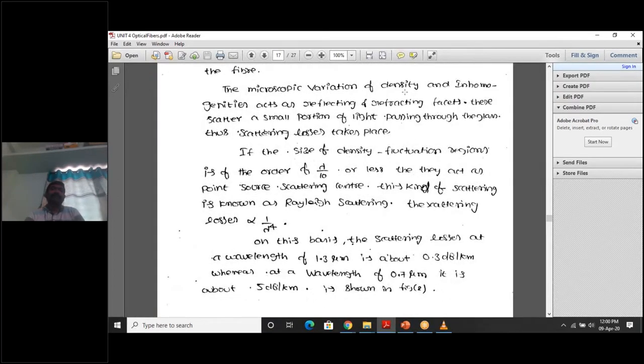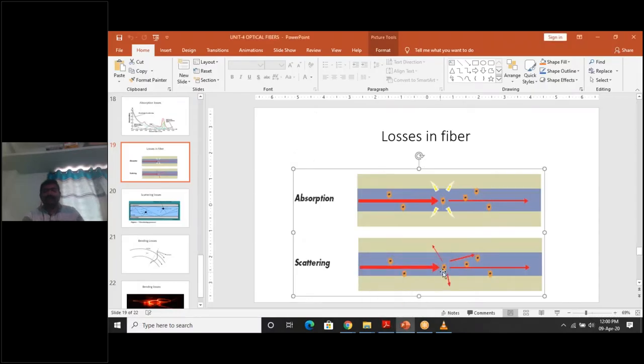The microscopic variation of density and inhomogeneities, the uneven distribution of atoms. This is called what? Uneven distribution of atoms due to the application of tension. So these parts act as scattering centers. Light hits this center and some part of the light will be scattered outside of the core. So we are losing a certain amount of power. So output power gets decreased.